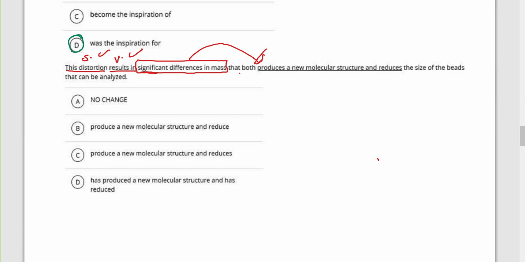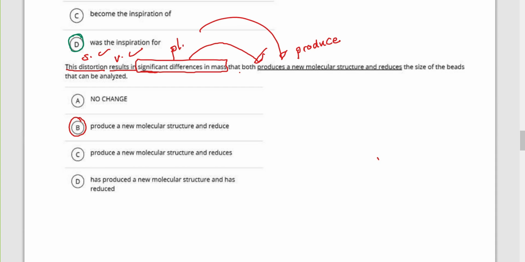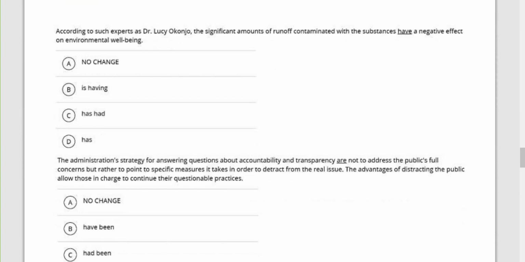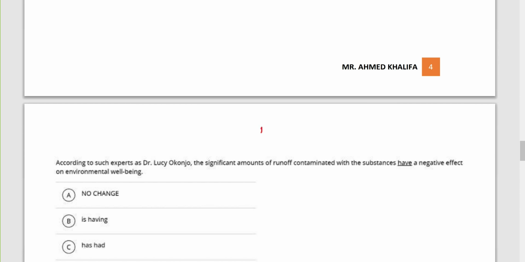So here you might think the noun is mass. Some people, Abdullah, will say the noun is mass, until you realize that mass just describes what, the differences. So it's not the subject itself. So the subject is the significant differences that, which is plural of course, that produce and whatever. So we have to go for B. Thank you, Abdullah. Thank you, Ziyad. You understand. And the rest is going to be homework, so please complete this as homework. Thank you very much.